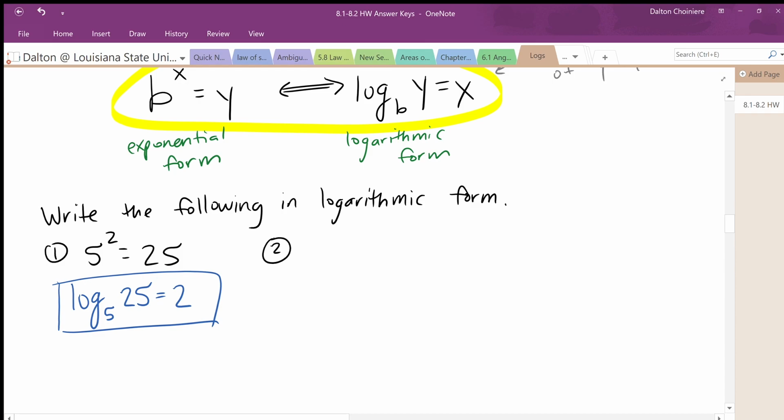Number 2, same directions. 2 to the negative third power is equal to 1/8. In logarithmic form, this would be log base 2 of 1/8 is equal to negative 3.